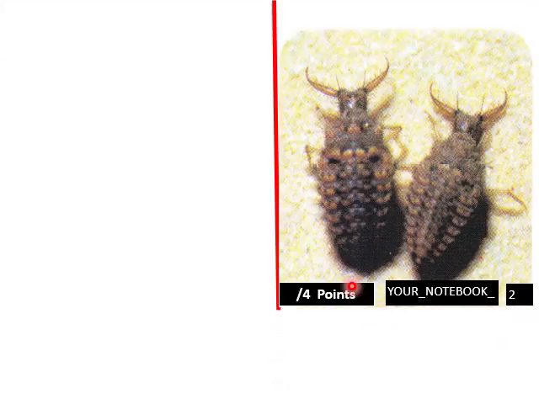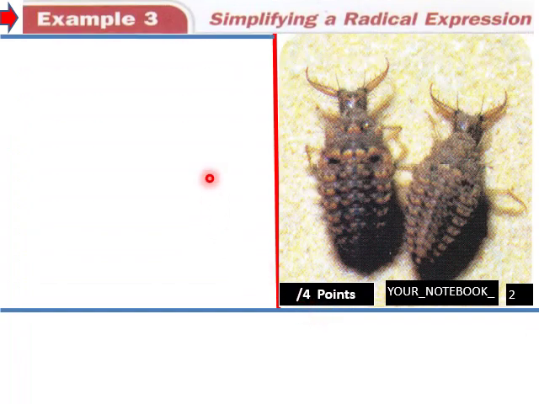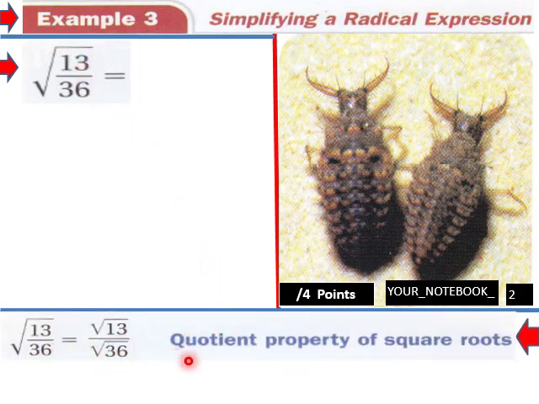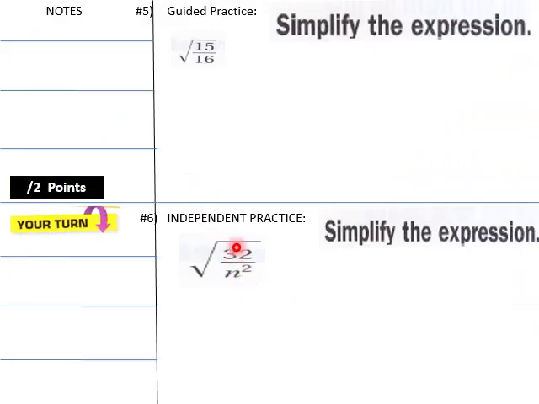So let's try one of these now in an actual example. Example 3, simplifying a radical expression. So we have radical 13 over 36. For this one, we're going to use our quotient property of square roots, which would be radical 13 over radical 36, and then we end up with radical 13 over 6. So that would be your simplification of this expression.